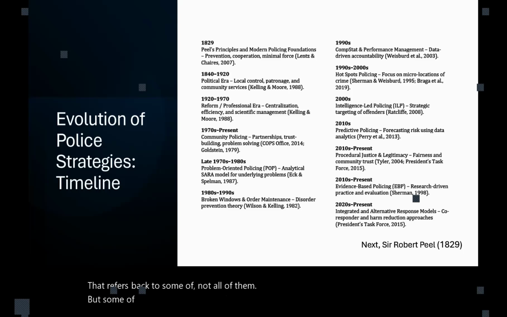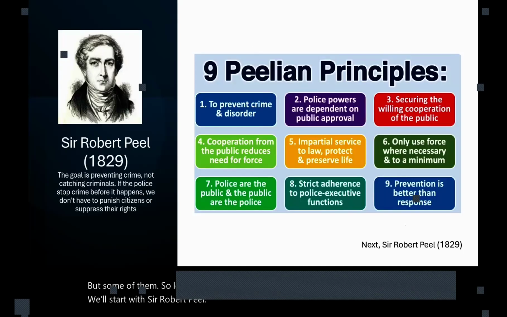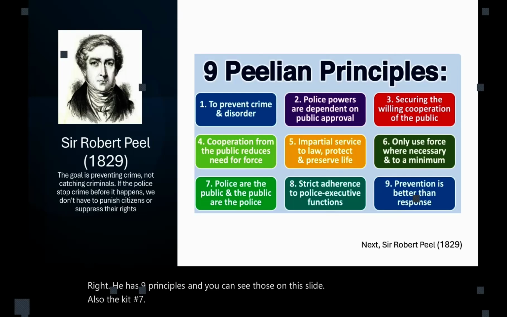So let's get started. We'll start with Sir Robert Peel. Sir Robert Peel, 1829. The goal is preventing crime, not catching criminals. If the police stop crime before it happens, we don't have to punish citizens or suppress their rights. He has 9 principles, and you can see those on this slide. Also, look at number 7. Police are the public, and the public are the police.